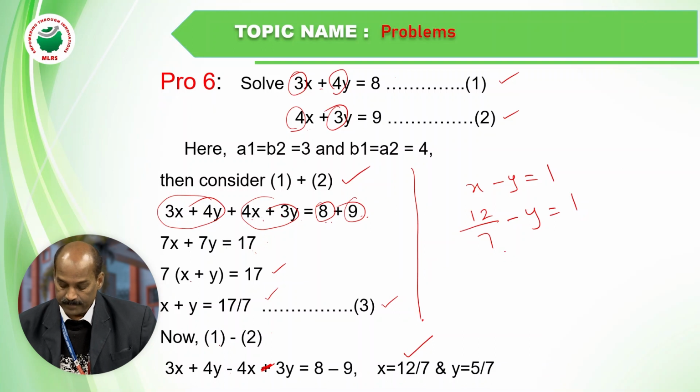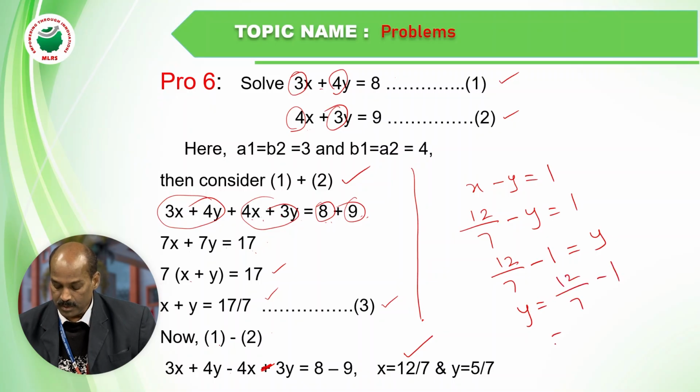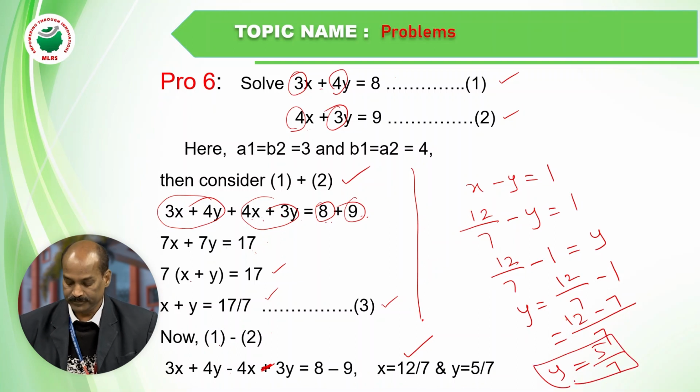Then send y to that side and rearrange. Then we will get 12 by 7 on the left side, and 1 you take minus 1, and y sent that side, minus y becomes plus y. So the answer is 12 by 7 minus 1 is the y value, and with 7 as LCM, 12 minus 7. So what is the answer? 12 minus 7 is 5 by 7. That is, the y value is 5 by 7. So we got 5 by 7. So this is the final solution to the given problem by using sutra number 2.